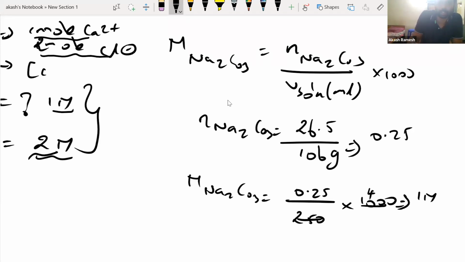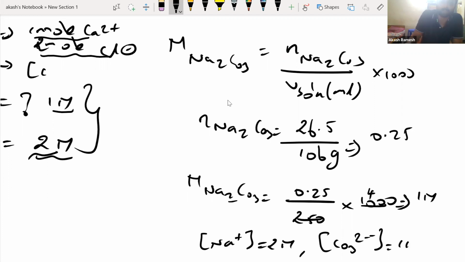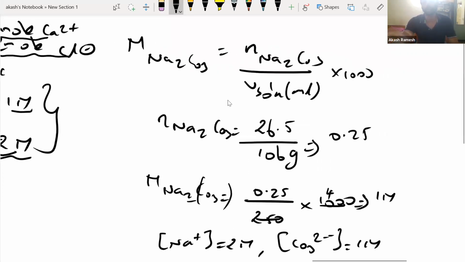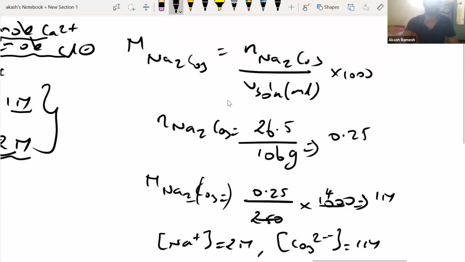Now we can easily tell the concentration of Na plus. That will be twice this, because in one molecule I have 2 Na plus ions. So if the total concentration of the solution is 1 M, the concentration of Na plus would be 2 M, and the CO3 2 minus concentration would be 1 M, because one molecule has only one CO3 2 minus. Very simple question. The molarity of Na plus is 2 M, and the molarity of CO3 2 minus is 1 M. That's the answer.